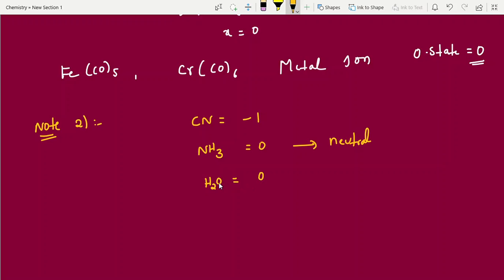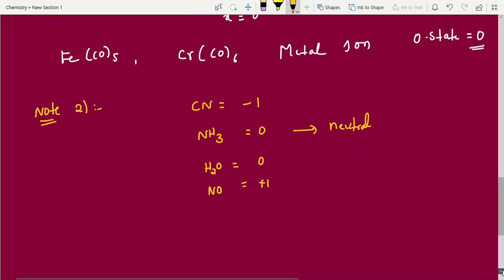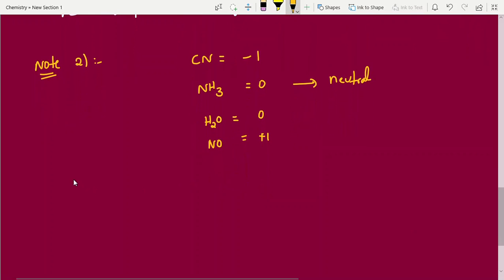Okay. Now next one, NO, nitric oxide. This is what? Anybody know, students? Yes, this is 1 plus 1. Oxidation state is nothing but apparent charge. Whether it gained electrons or lost electrons, we will come to know. Don't write just the number in oxidation states. You have to write the charges also. Now clear, students? Based on this, I am giving some examples.